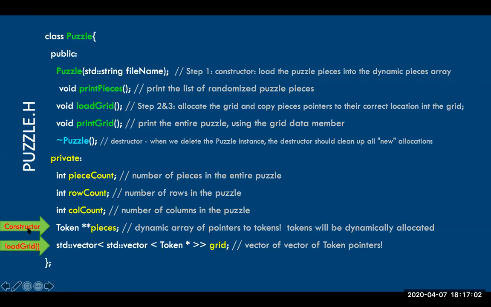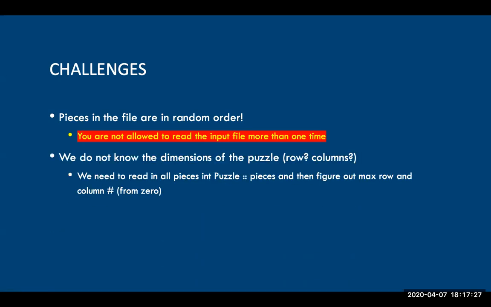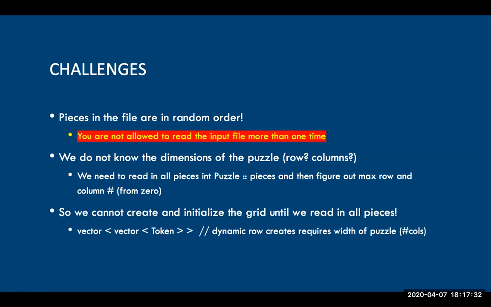So just remember, though, that your constructor is going to build this thing, and then your load grid method is going to initialize the grid later, right? And we'll see how that lays itself out in main. So the key challenges here are that the pieces, again, are in random order, right? And you're really only allowed to read the file once. It'd be tempting to read the file more than once, but you're really just supposed to read it, load the pieces, and then come back and put them inside of the grid, right? And then again, you don't know the dimensions of the grid, so you'll have to pay attention to that when you're reading your data file to get the largest row and column number. And then you can initialize the vector of tokens, the grid basically, okay?